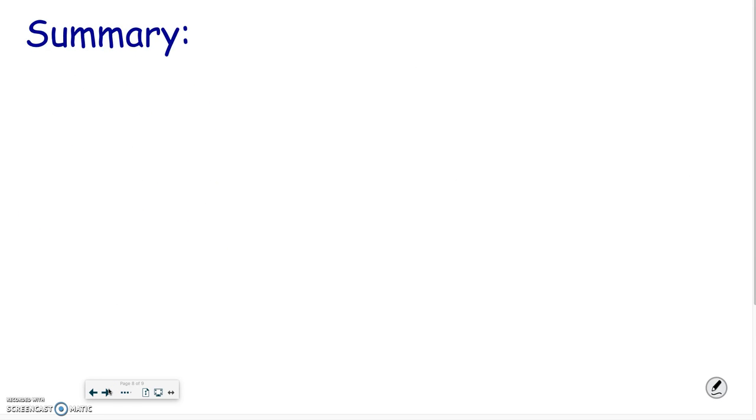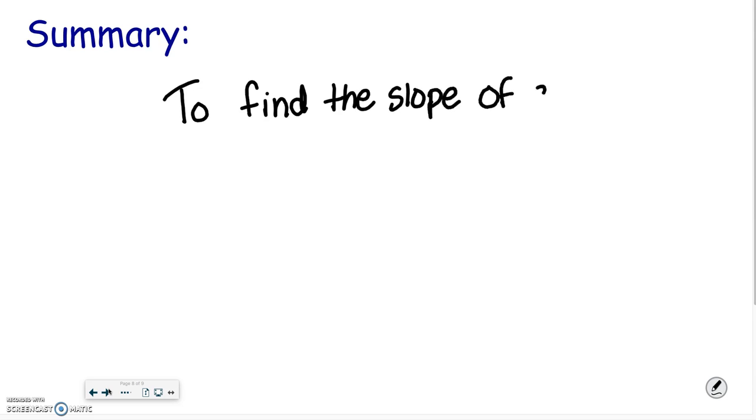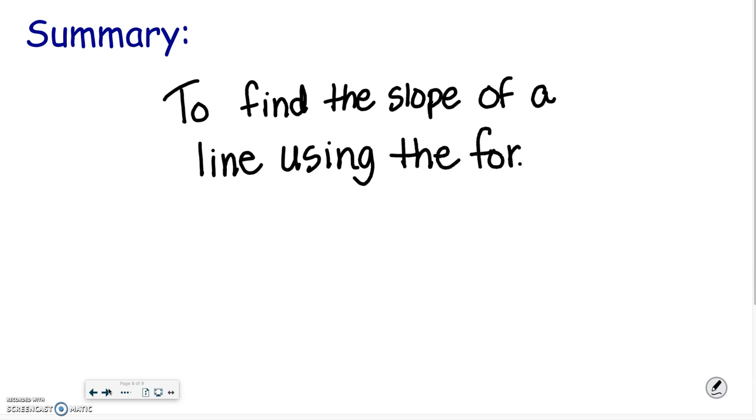All right, you should be able to write a summary now, answering the essential question, how do you use the slope formula to find the slope of a line? So your sentence starter could be, to find the slope of a line using the formula. And then finish that sentence describing what your steps are.